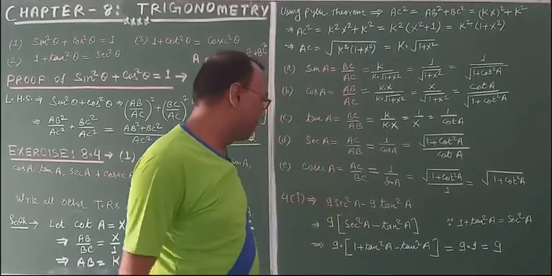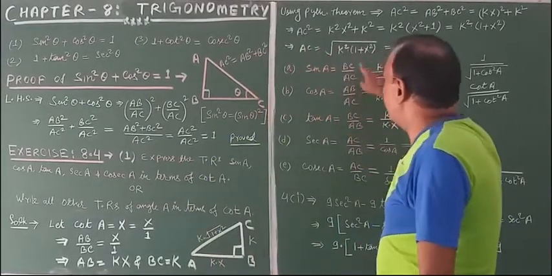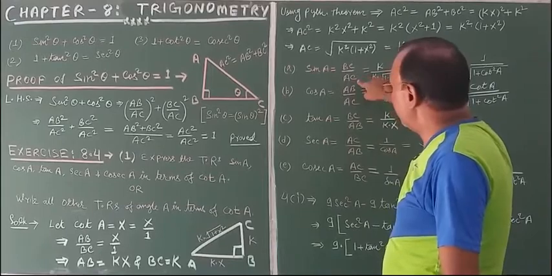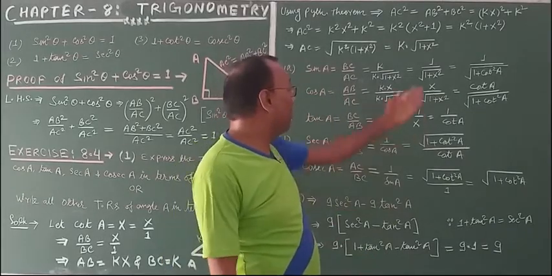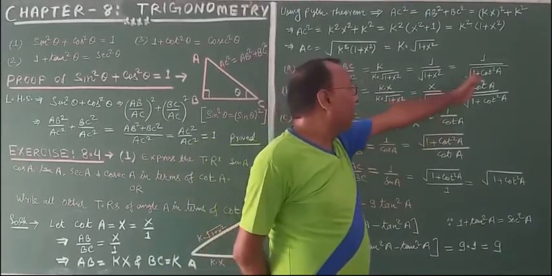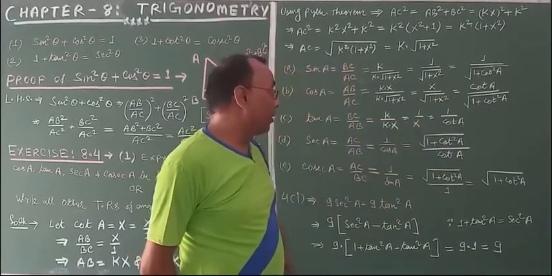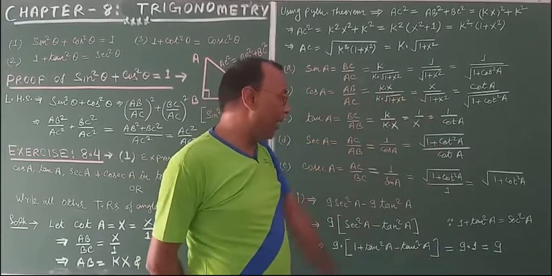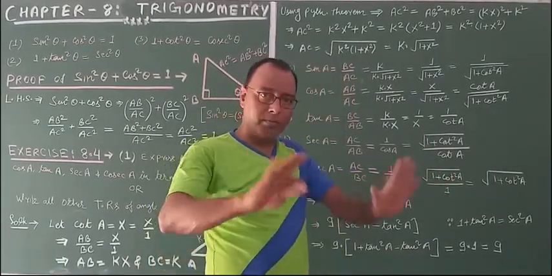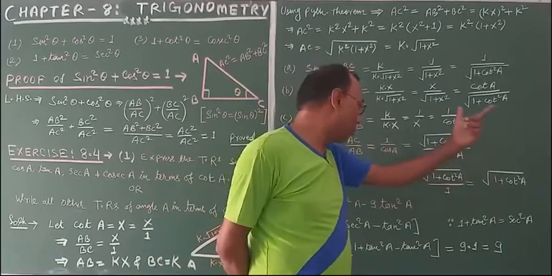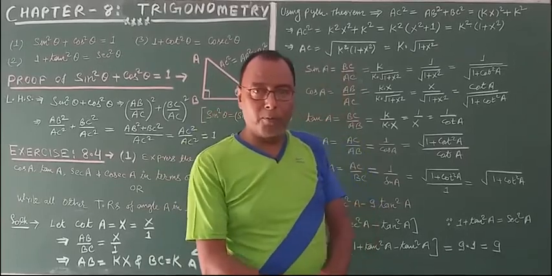Next one is cosec A. Cosec A is the reciprocal of sin A. So what is sin A? BC upon AC. So what will cosec A become? AC upon BC, that is 1 upon sin A. What is the value of sin A? 1 upon under root 1 plus cot square A. The sin A will be inverted and it will become under root 1 plus cot square A upon 1. Something upon 1 is the same number. So that is under root 1 plus cot square A. So what is the value of cosec A in terms of cot A? Square root of 1 plus cot square A.